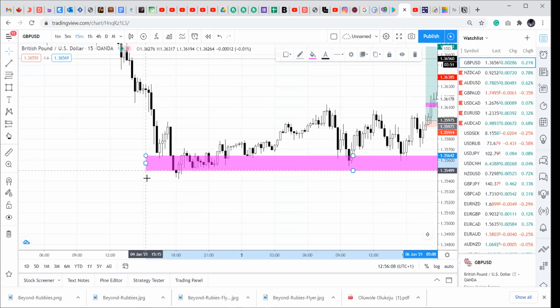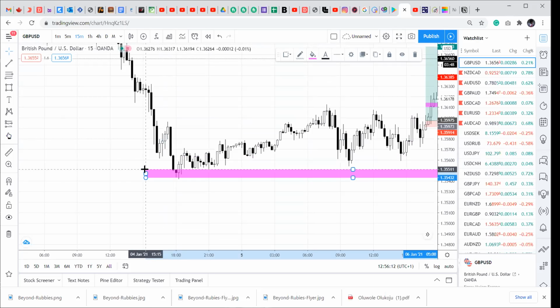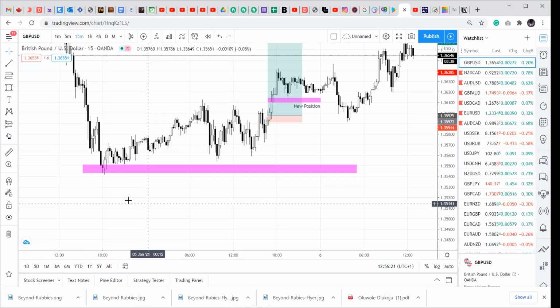Can you see that? Even this tiny one. Can you see that sell candle? That's on 15 minutes. So that is the spot I'll be waiting for it to get to in future.